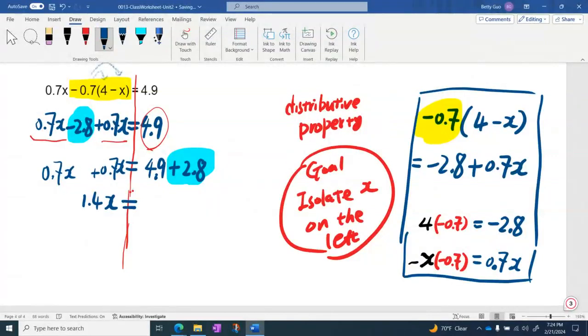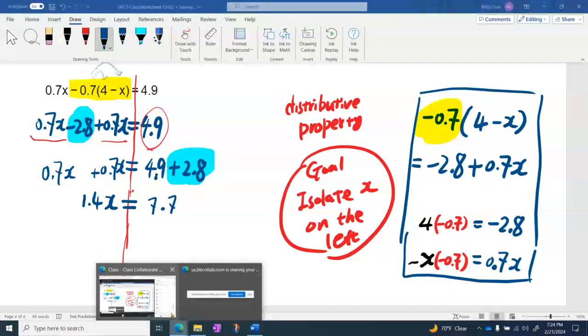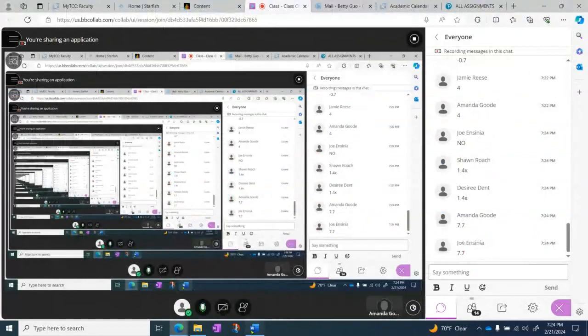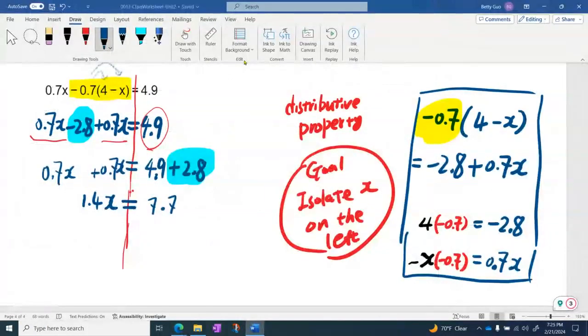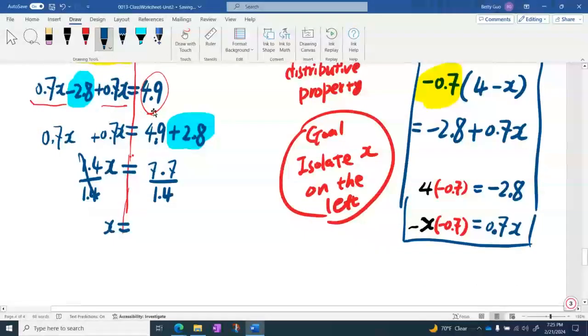On the right side, 4.9 plus 2.8. You have a calculator, right? 7.7. Once we have one term only on the left side, we are ready for the last step. To isolate x on the left side, divide each side by 1.4, the coefficient. Divided by 1.4, divided by 1.4. So this cancels. We have x isolated on the left side. On the right side, we have 7.7 over 1.4.